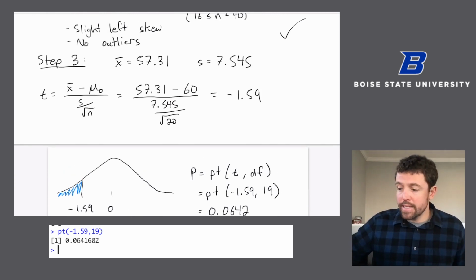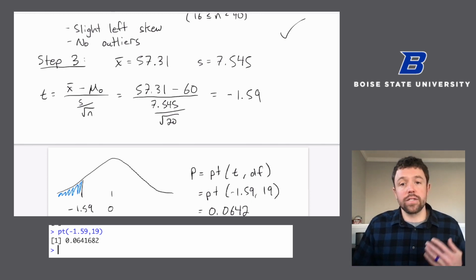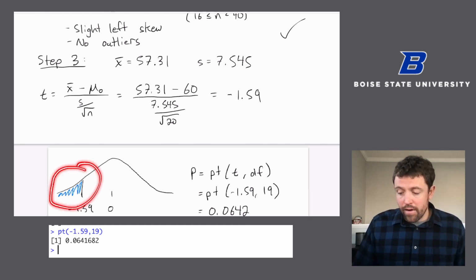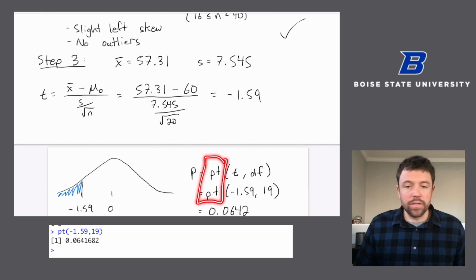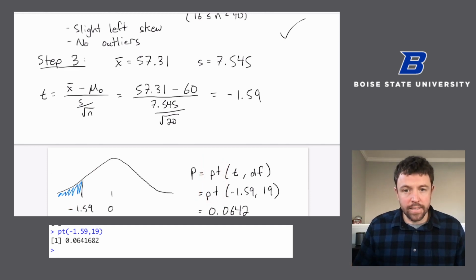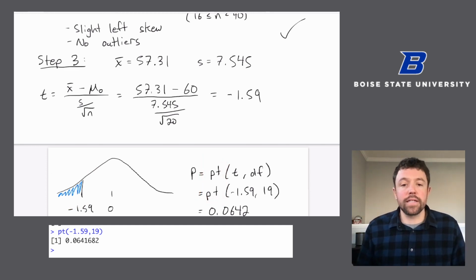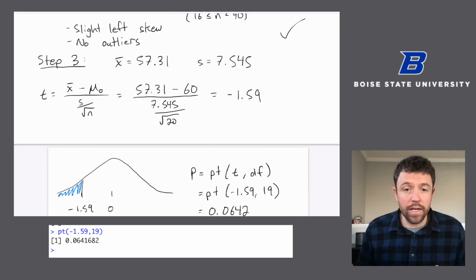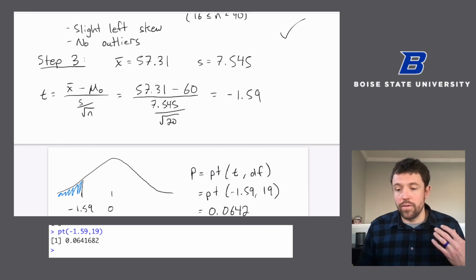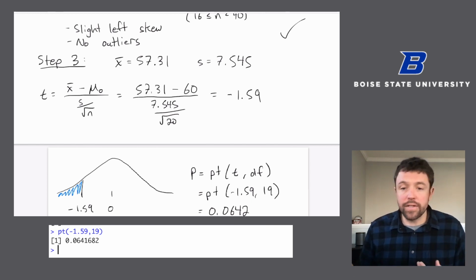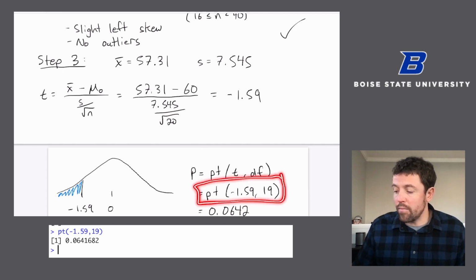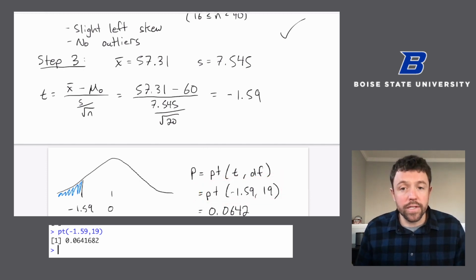In this specific example, because our alternative hypothesis was less than, this was the area we wanted, and all we needed to type was pt. But if our alternative hypothesis had been greater than, or it had been not equal to, we would have to do a different calculation. Maybe we would have to do this, but subtract it from 1. Or maybe we would have to double this number.